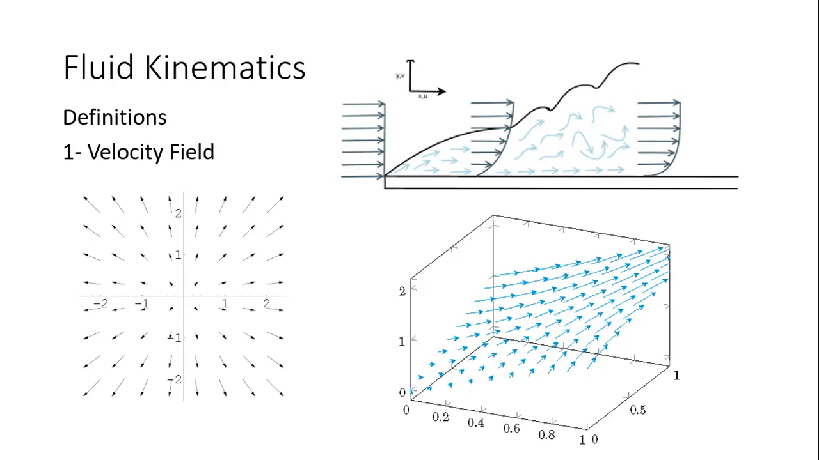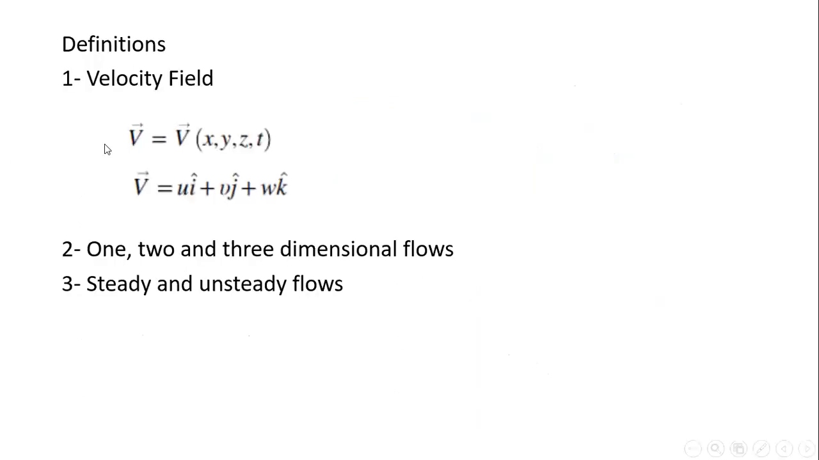So for example, at certain x, y, z, the velocity has a value. And at the same point, after some time, the velocity could change. So in general, we say that the velocity is a function of the space coordinates x, y, z, and the time.